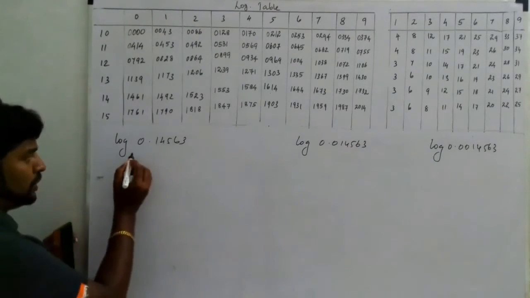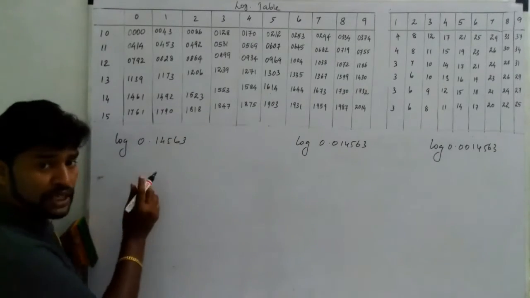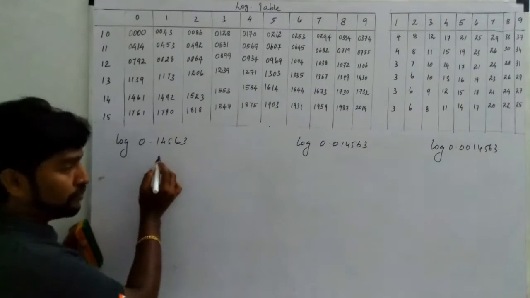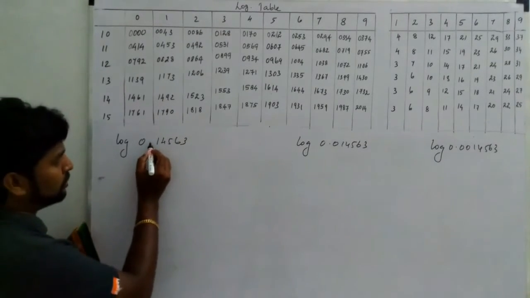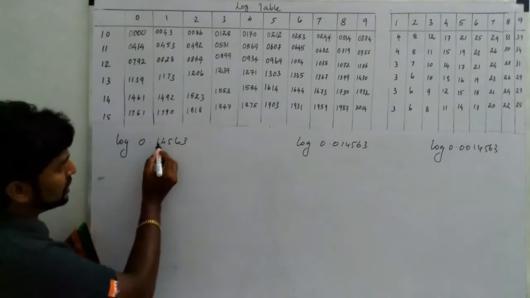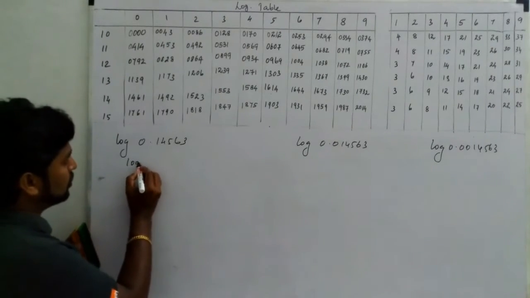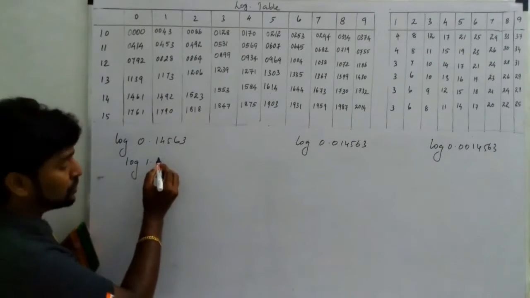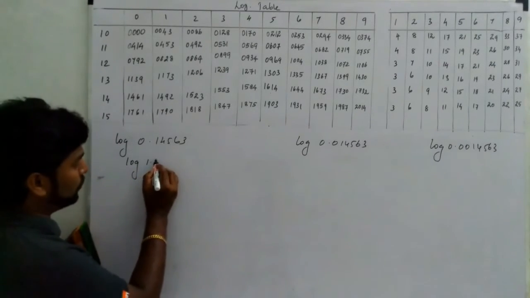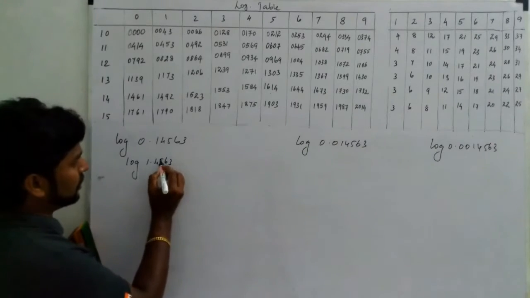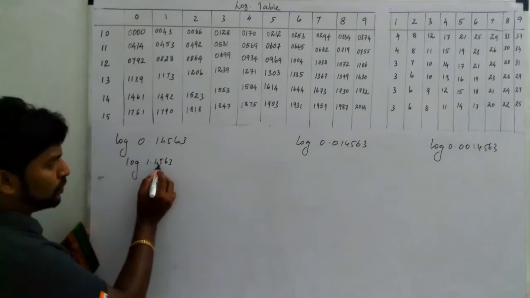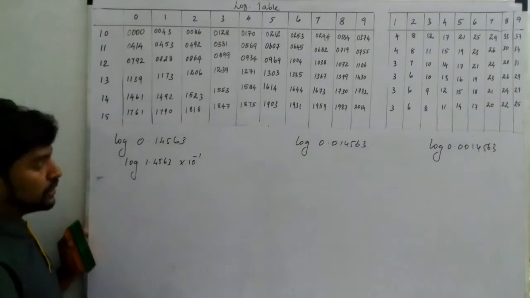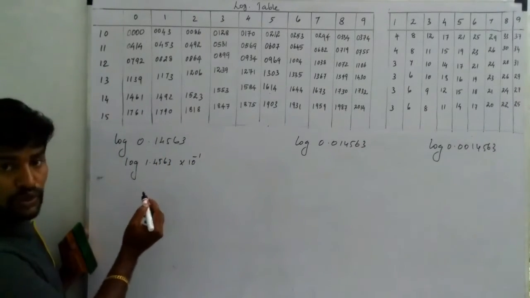First we have to put these numbers in standard form. We convert by moving the decimal point; for the first number it is required to move the position only one place, so it becomes 1.4563 into 10 power minus 1. Why 10 power minus 1? Because only one digit was moved forward.